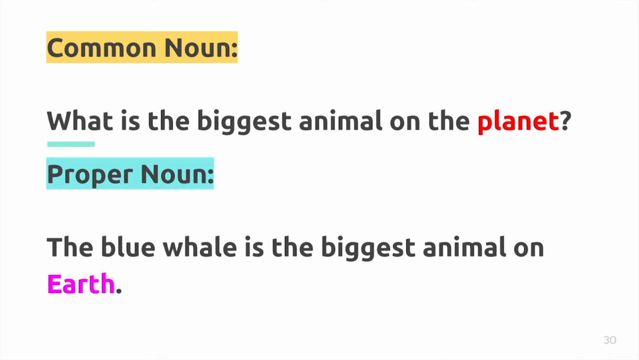So within our first sentence of our paragraph that we're identifying grammatical errors, Earth is misspelled because we're talking about a specific place. Earth is a specific planet. It names a specific thing.